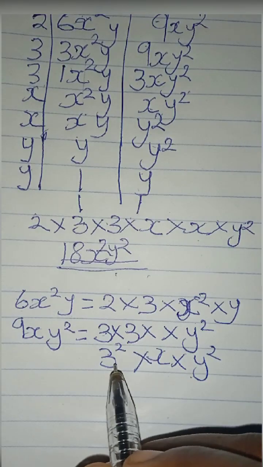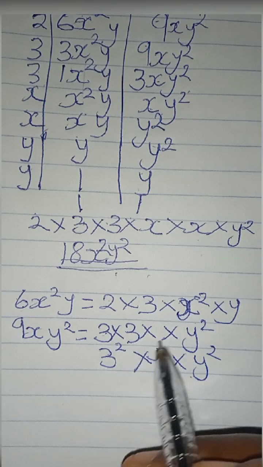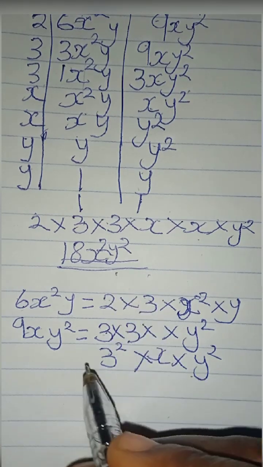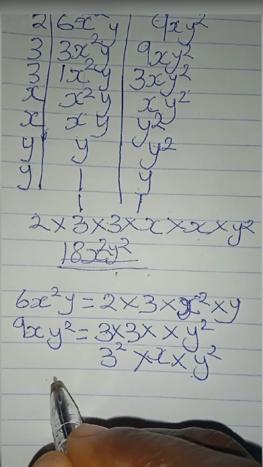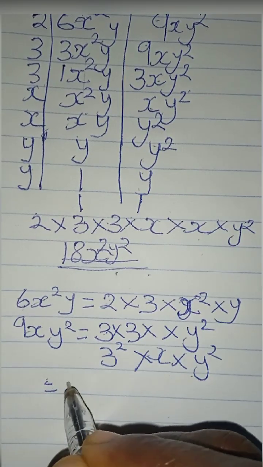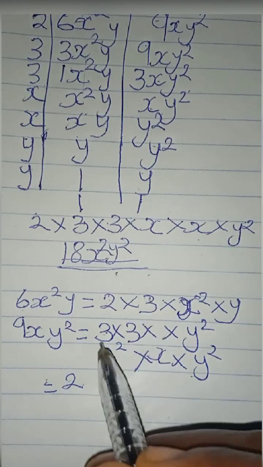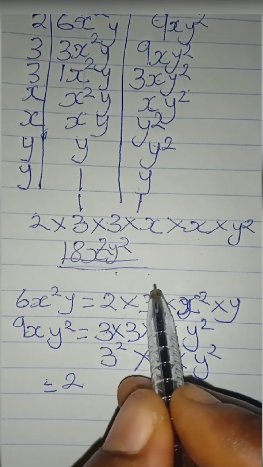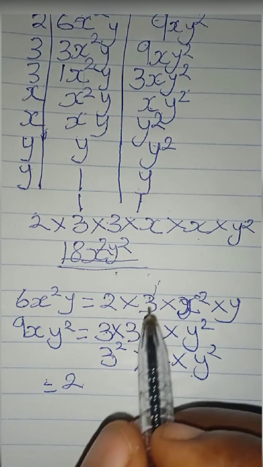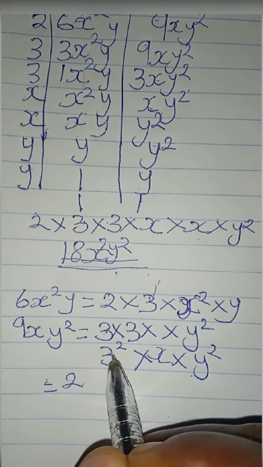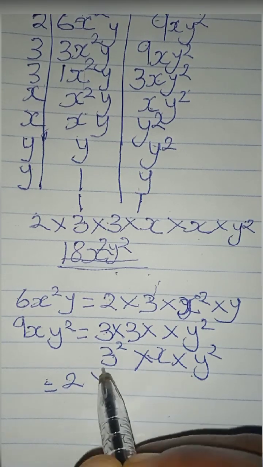Now, for you to get the LCM, start picking each of them. Pick the highest power. 2 is only 1, so I'll pick one 2. The highest power of 2 here is 2 to the power 1. I will now pick the LCM, so I'm multiplying 2. You see 3 here. This one has 3 to power 1. This one has 3 to power 2. I will pick the one that has the highest power. So the highest power for 3 is 2. I'll pick 3 squared.